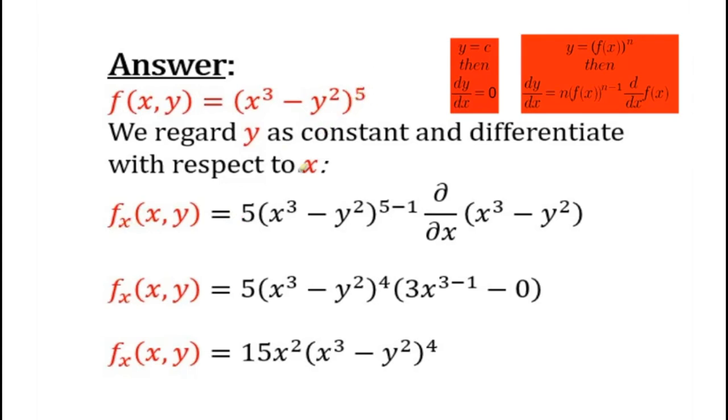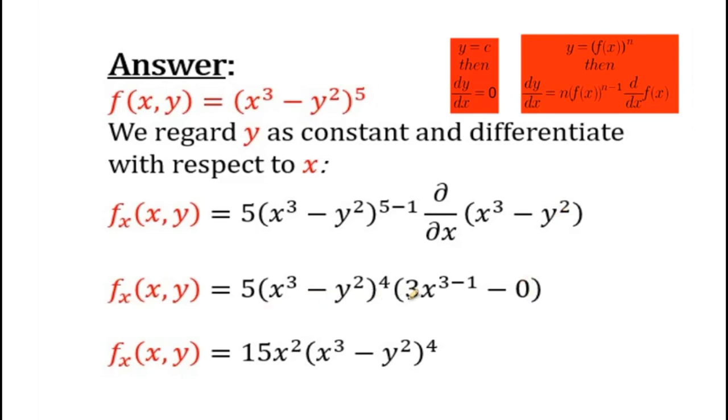so what we have to do, first we have to solve the power. So 5 times (x cube minus y squared) whole to the power 5 minus 1, that is this formula, and the further derivative with respect to x of this function, that is x cube minus y squared. So this will become 5(x cube minus y squared) to the power 4, since 5 minus 1 is equal to 4, and the derivative of x cube is equal to 3x to the power 3 minus 1, and we regard y as constant. That's why we put 0 here, because the derivative of a constant is equal to 0.